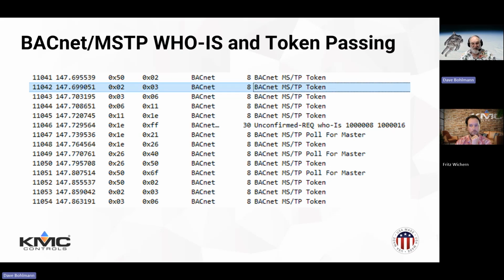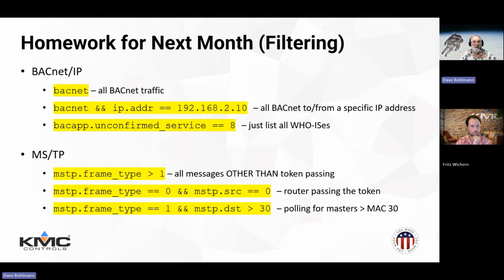For MSTP, you'll see things like this. This is actually the devices passing the token back and forth from one another, and that's what you'll see most of the time. This one is somebody doing a Who-Is. This one's doing a poll for master, and there's a whole set of filters that we can use to filter out stuff and find things. And again, that's what we'll talk about next time. So that's Wireshark in a nutshell.